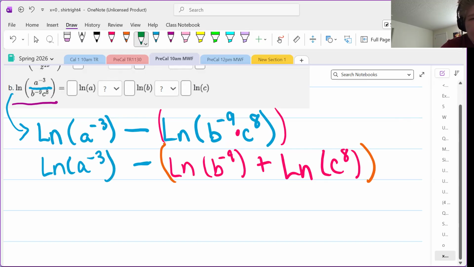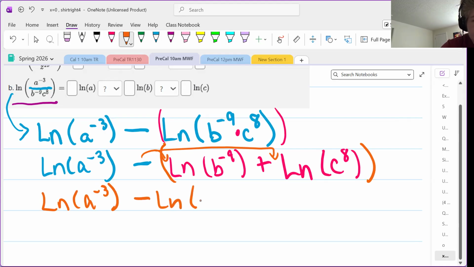Now, I like to go ahead and distribute the minus sign now. And that's just changing the numbers in front. So now I'll have the natural log of a to the negative 3 minus the natural log of b to the negative 9 minus the natural log of c to the 8th.